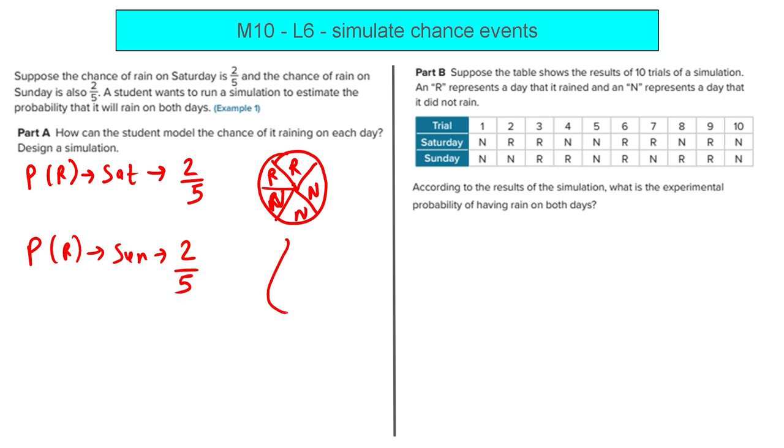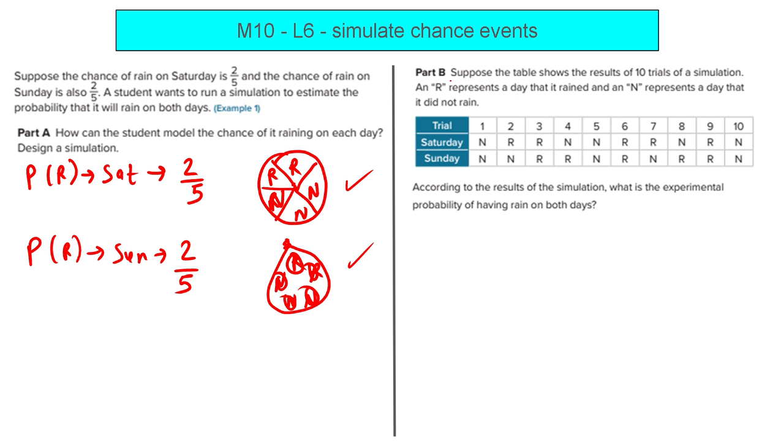This time I will choose a bag. I can choose a spinner or a bag, anything. So 1, 2, 3, 4, 5: rain, rain, not rain, not rain, and not rain, like this. This is the simulation. In the exam, he will give you images, pictures, or he will write the options. You have to choose the correct simulation.